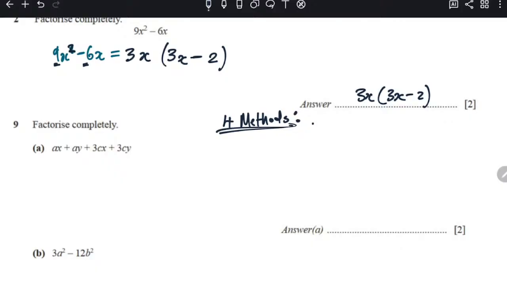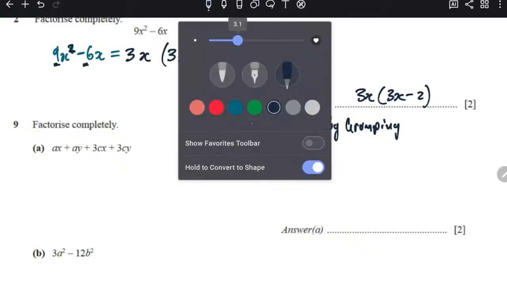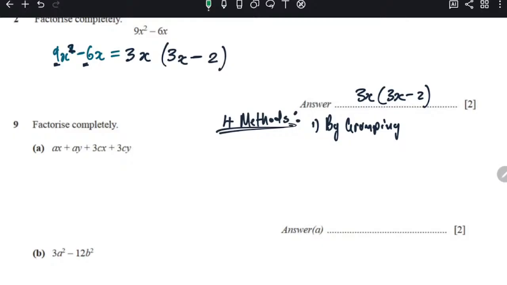Number 1 is going to be by grouping. Can you hear me? Ilang, can you hear me? Okay, good.